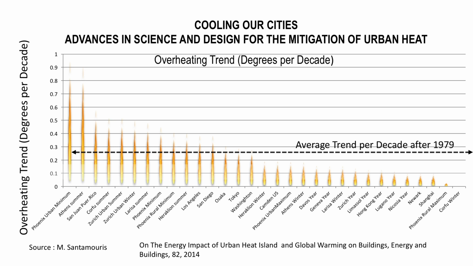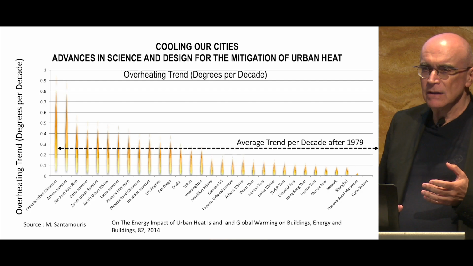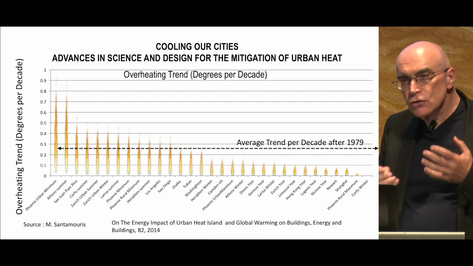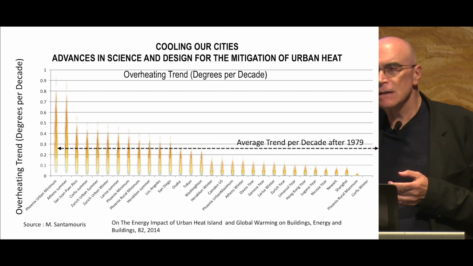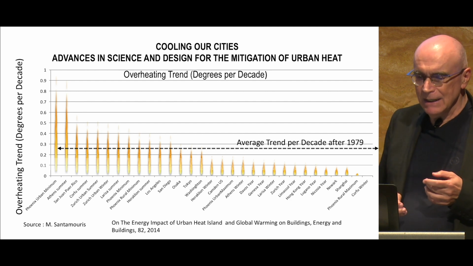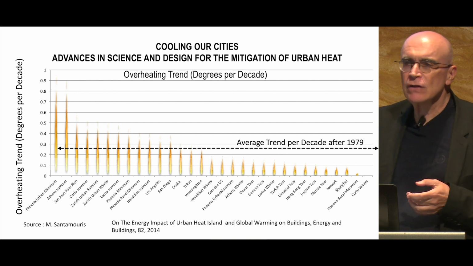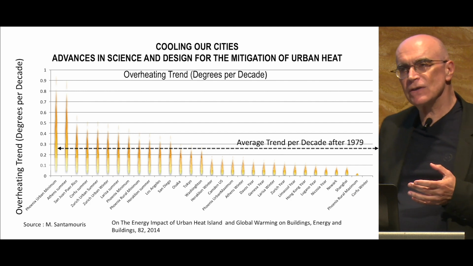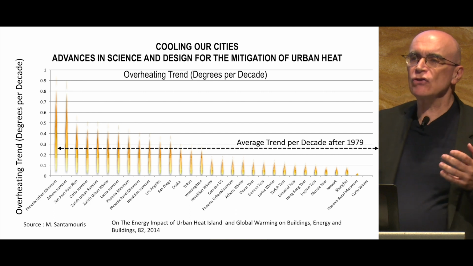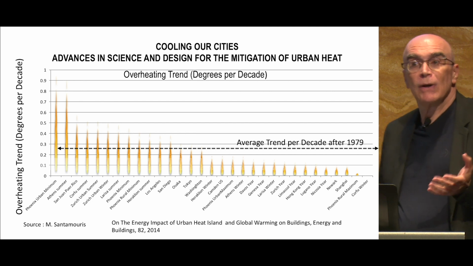And actually, we have more than 200 cities with documented data that shows that the overheating rate is between 1 degree per decade up to 0.1 degree per decade. The average increase of the temperature of our cities because of the global climatic change is close to 0.28 degrees per decade, which is about double the average increase of the temperature of our planet. So the temperature of cities is increasing more rapidly than the temperature of the whole planet.